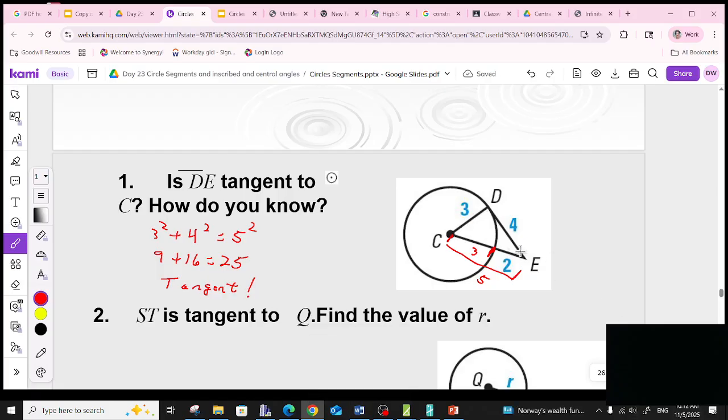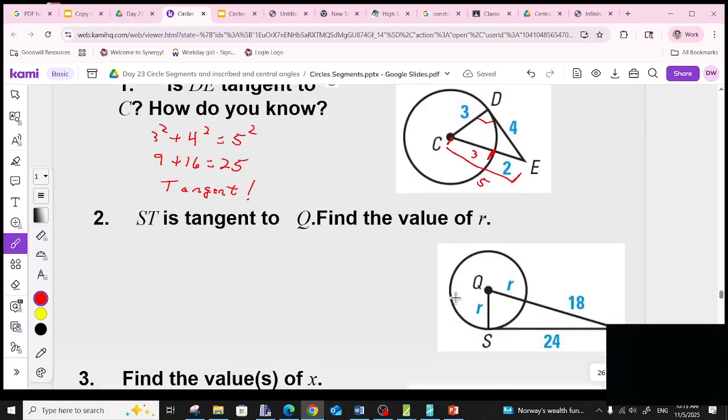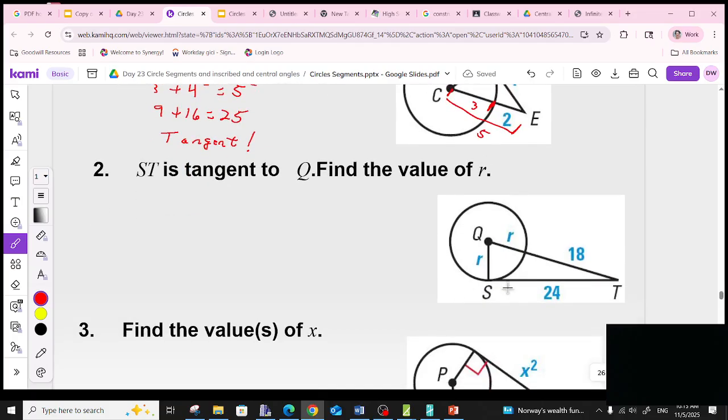So you had to know and you had to be able to apply that because CD is 3 units long, from here to here is also 3 units long. So the whole length had to be 5 units, right? And then we used Pythagorean theorem to prove that this is a right angle right here. And because this is a right angle, then it's tangent. And you do the same thing for this one. But this one you have to factor. No, you don't have to factor. You have to FOIL.